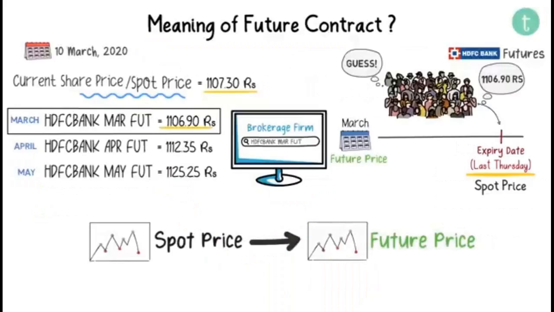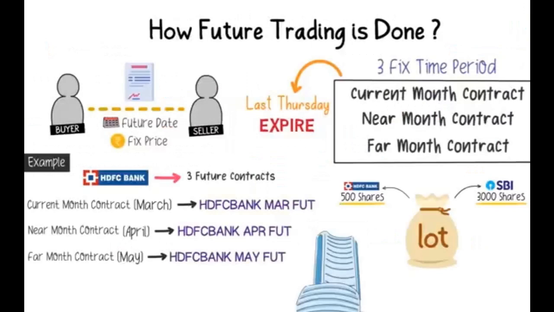Futures is a contract between the buyer and seller wherein the buyer agrees to buy and the seller agrees to sell the security on a particular future date at a particular fixed price. For stocks and for indices like Nifty or Bank Nifty, this futures contract is done. And this futures contract expires on every last Thursday of the month. So there will be 3 months wherein you can buy these contracts.